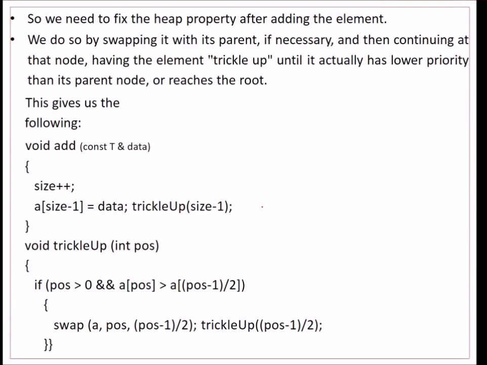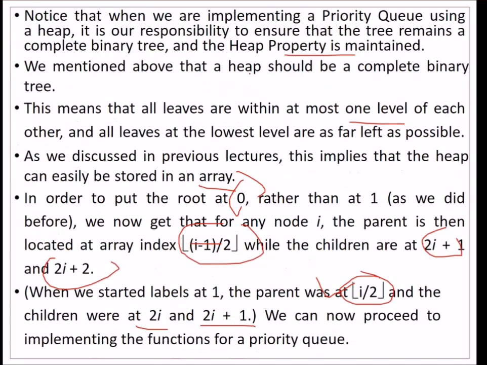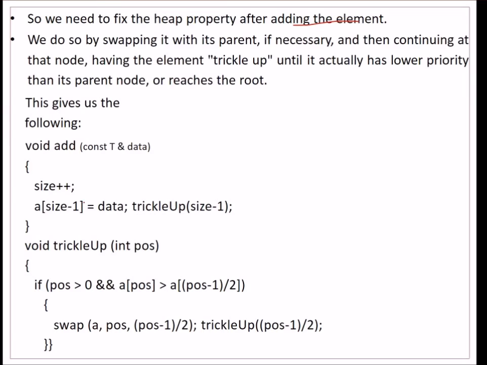How to remove and how to add? So we need to fix the heap property after adding the element. First, let us see adding an element, because once you add, tell me, if I add say 11 here, this 11 is greater than 10, so this is not the property which we want. So we need to trickle up, meaning we want to take this 11 and send it to some position where it fits our definition of heap and complete binary tree.